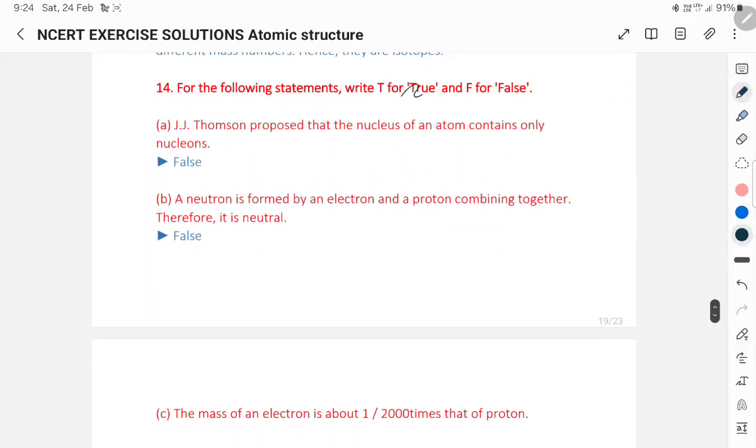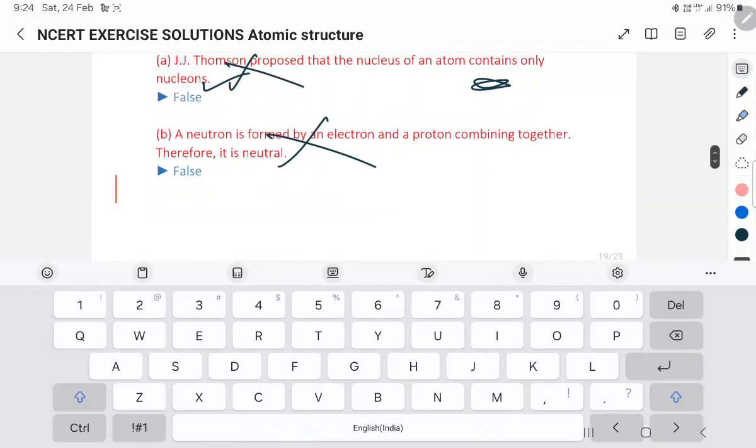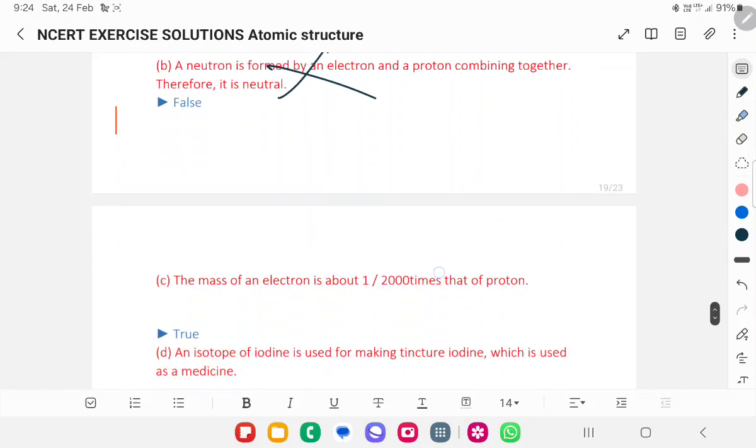Now this question is true or false. J.J. Thomson proposed that nucleus of an atom contain only nucleon. This is false statement. Thomson had said that there is a sphere of positive charge and electrons are embedded in it, right? And neutron is found by electron and proton combining together, therefore it is neutral. No, this is also false, right? Neutron is not found by electron and proton.